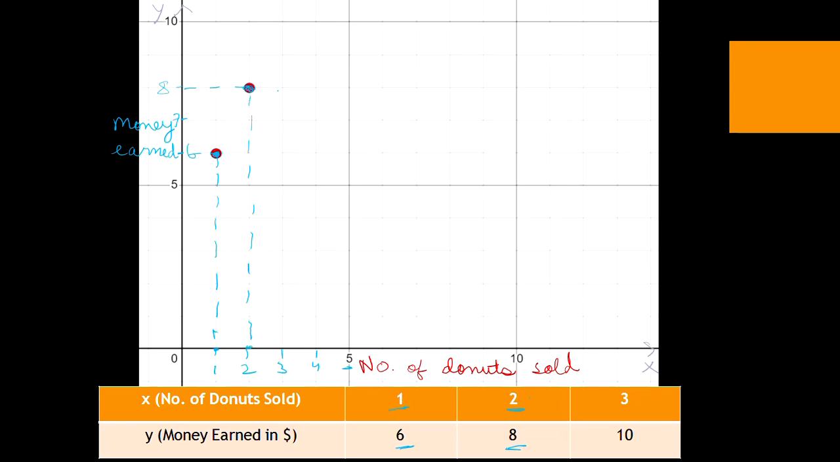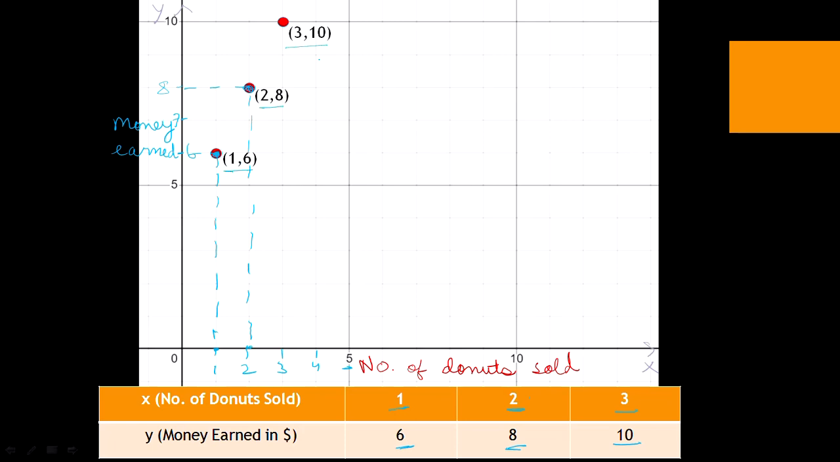And similarly I can do the same for the third point. You can verify it yourself by pausing the video. And this is 3 and 10, 3 on the x-axis, 10 on the y-axis. Now if you look at these 3 points carefully, let us just label them. This is 1, 6, 2, 8, 3, 10.